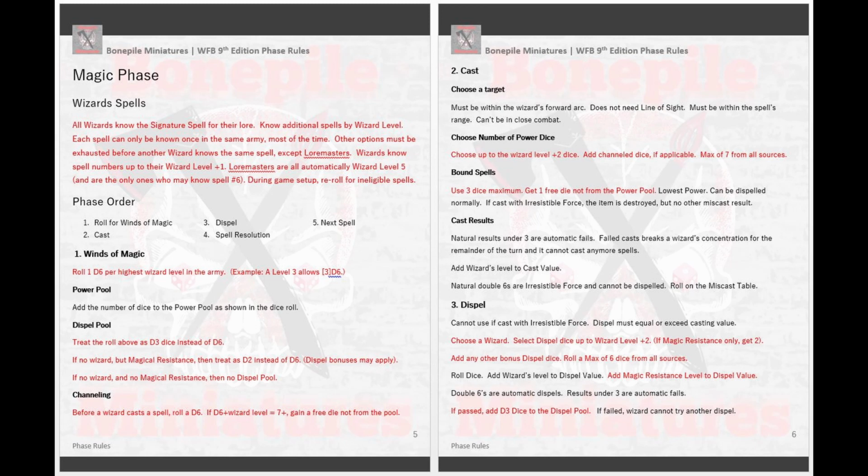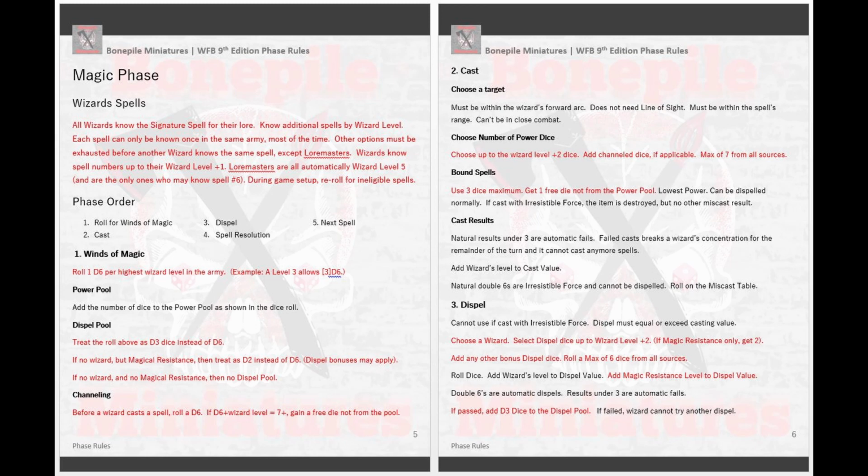And I think I got this idea from the Warhammer Armies Project, to have the wizard level plus 2 dice that can be used to cast each spell. So a level 1 wizard can only roll 3 dice to cast a spell. And a level 3 wizard could roll up to 5. A level 4 could roll 6. And then of course a lore master, who is a level 5 in our system, could roll up to 7, because he is a wizard level 5.